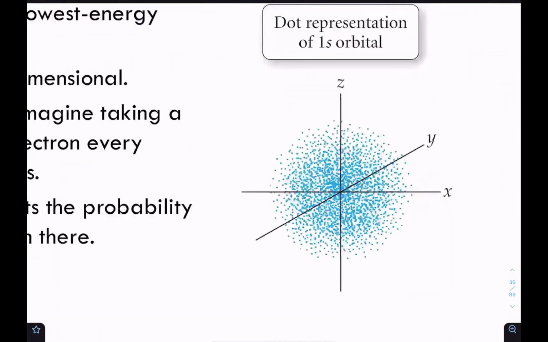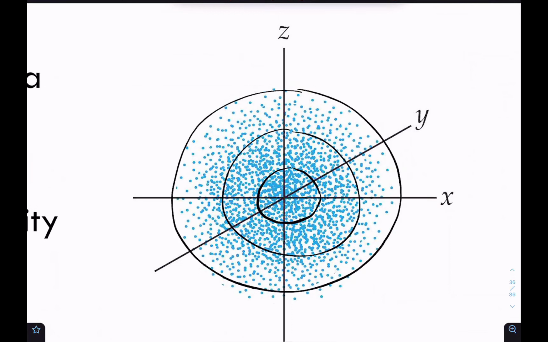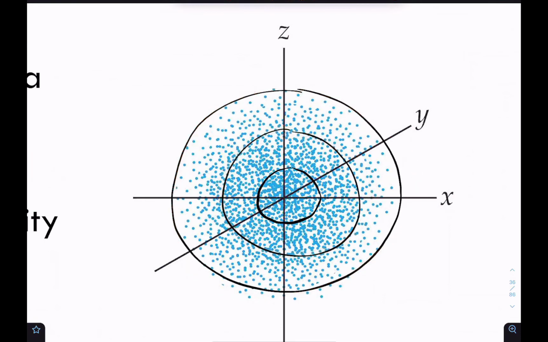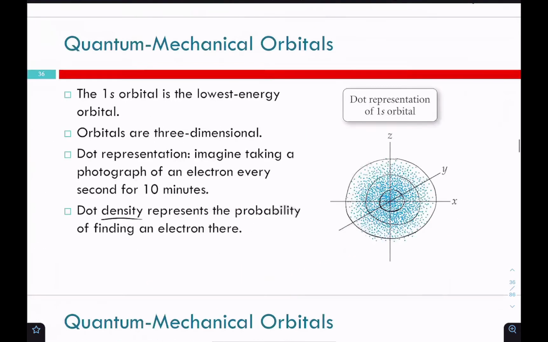So if we look at this, we could draw lines like we had before and say that there are different probabilities that exist inside of each of these regions. In the center, there's the highest density of dots, so this has the highest likelihood of being in that area. And then the density of the dots decreases as we move out from the center. And then it really drops off once you get outside of that. So we just know the electron is in there, don't know where. Don't know which direction it's moving.